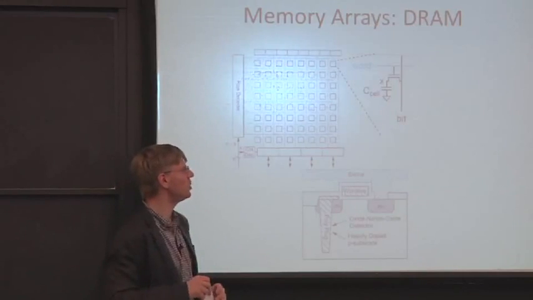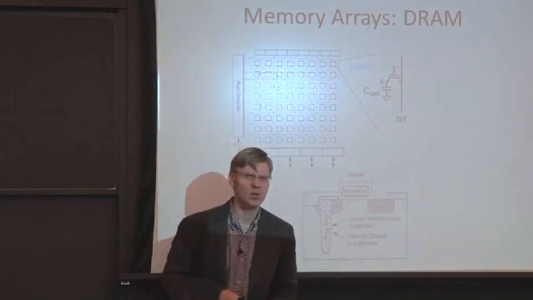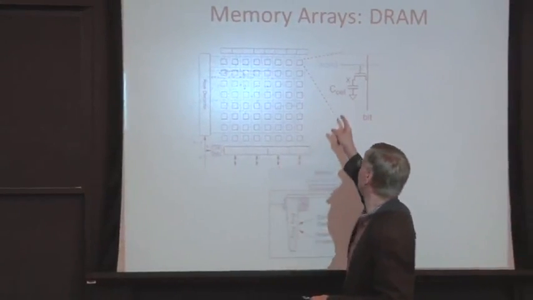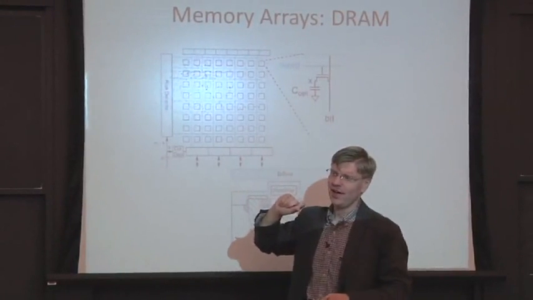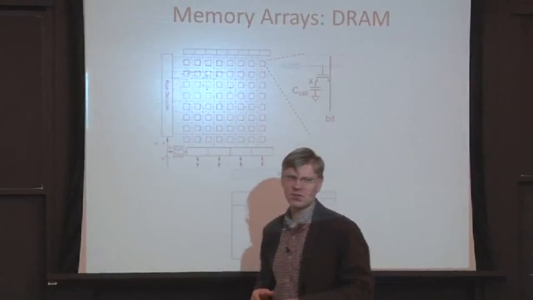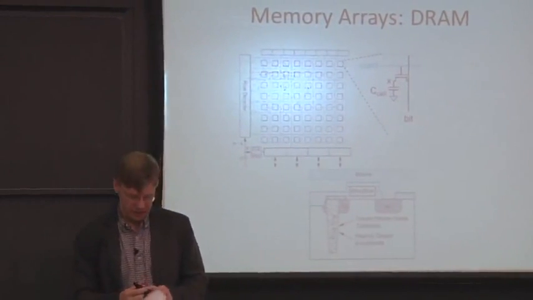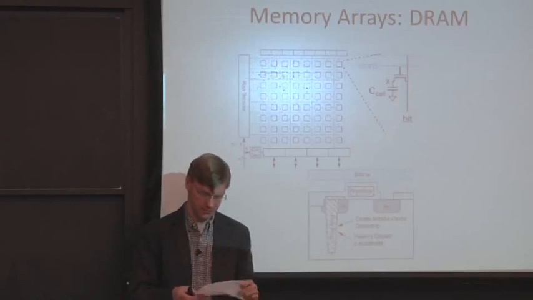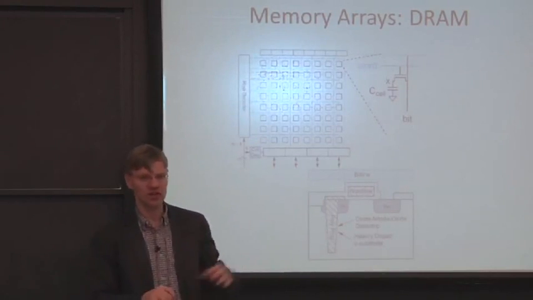Okay, so what are the problems with this cell? Well, one of the major problems is that you're going to end up having this capacitor discharged and charged. And capacitors, as you may recall, don't always store their charge that well. They might slowly lose that charge over time. And what this turns out to mean is that you're actually going to have to refresh the DRAM.